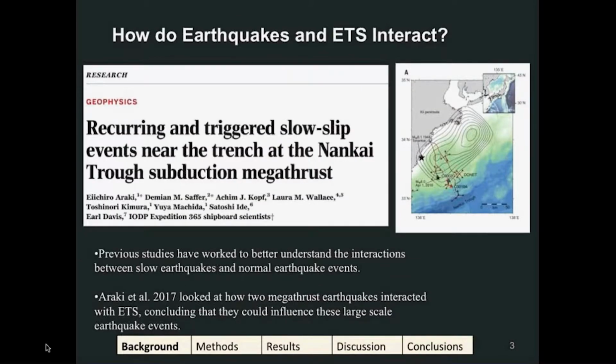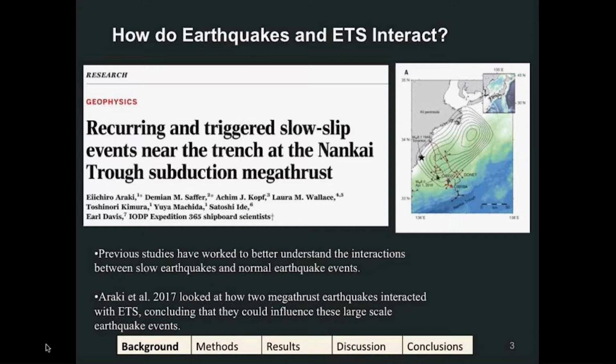All right, so several scientists have characterized normal earthquakes, and they've also studied slow slip events separately, but not many people have worked to understand how earthquakes and ETS interact. So a previous study, Itaba 2017, looked at how 2 megathrust earthquakes in Japan could interact with ETS, and they found that these large-scale earthquakes could affect the dynamic stress of a subducting plate.